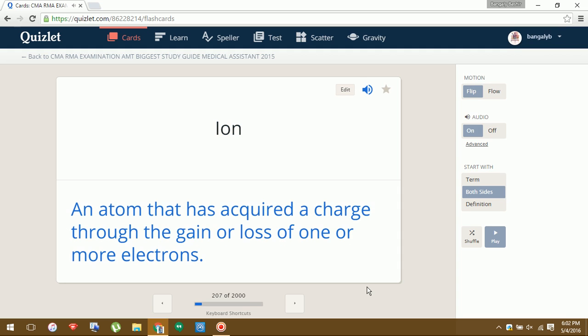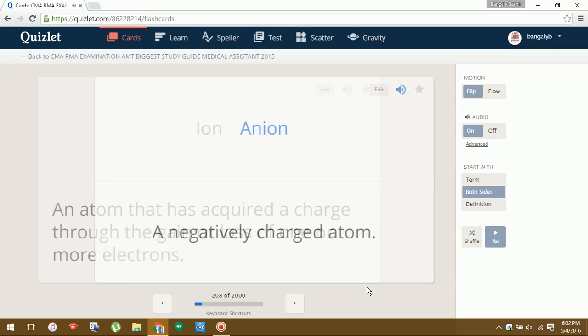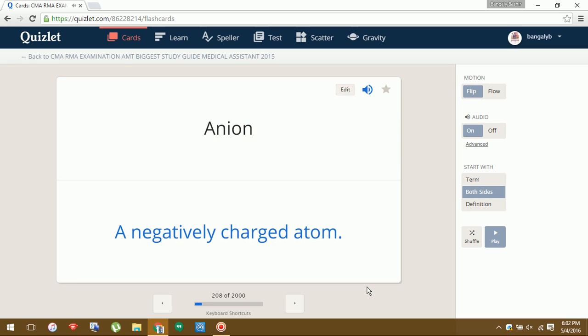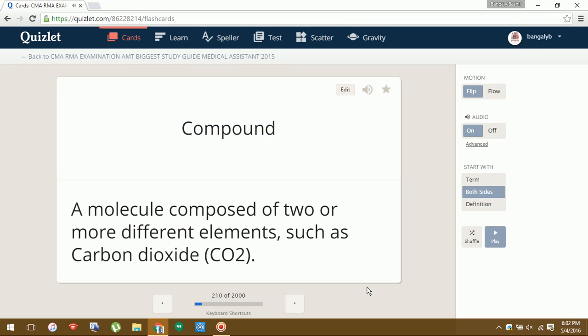Ion. An atom that has acquired a charge through the gain or loss of one or more electrons. Anion. A negatively charged atom. Cation. A positively charged atom. Compound. A molecule composed of two or more different elements, such as carbon dioxide.